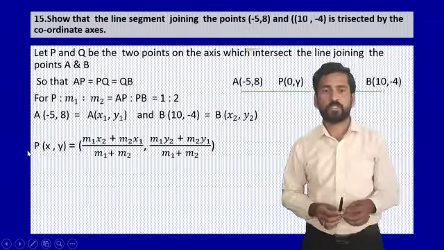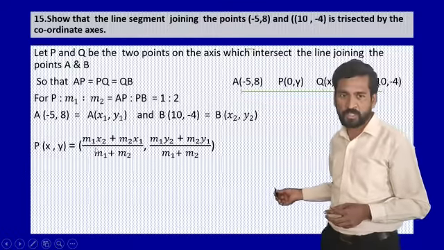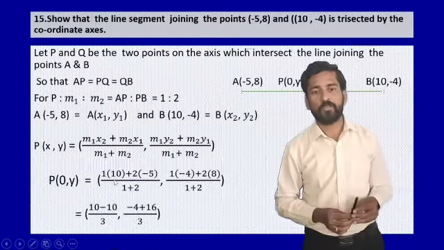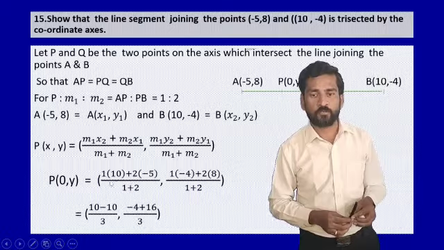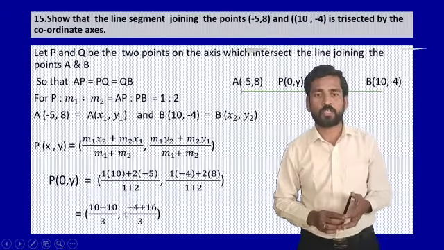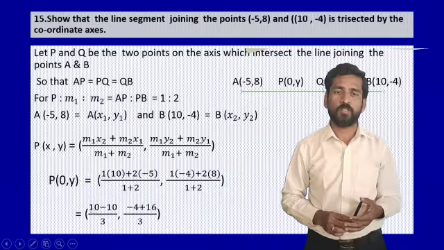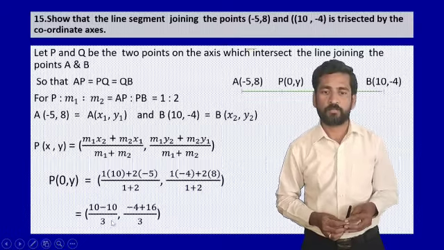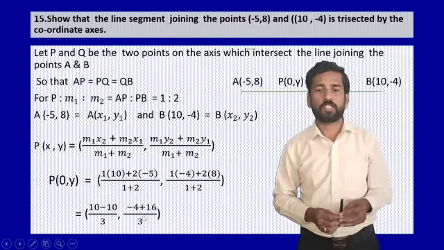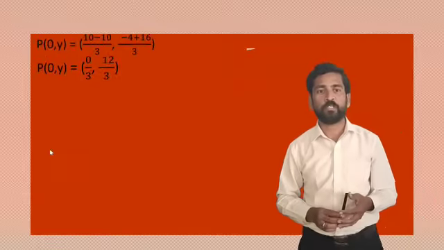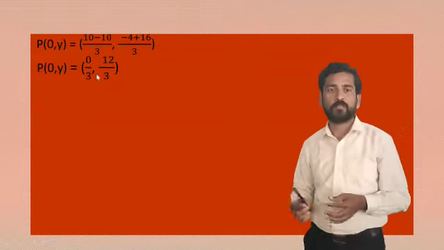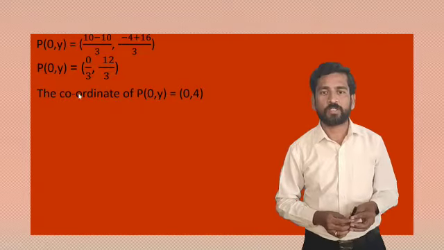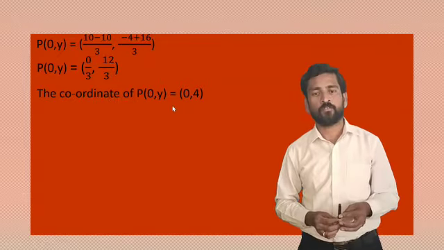Now let us substitute in the given formula, P of (x, y) equals, and you can see the substitution on the screen. x1, y1 place -5 and 8 is substituted, x2, y2 place 10 and -4 is substituted, and the ratio m1 place 1 and m2 place 2 is substituted. Then we get (10 minus 10) in the numerator by 3, and here (-4 plus 16) by 3. On simplification, we get P of (0, y) equals 0 by 3, 12 by 3. So P equals (0, 4).